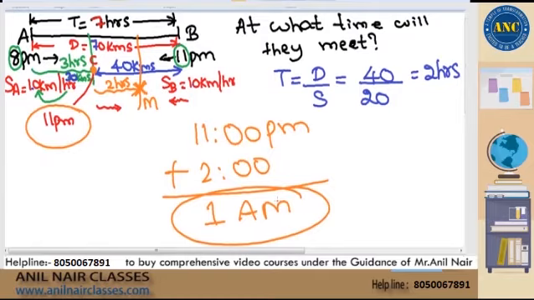Very good, Deepak. You have corrected it. But I think you have still not corrected it, Deepak. Answer is not 1 p.m. Answer is 1 a.m. Please be very careful with p.m. and a.m. Both the options will be given.